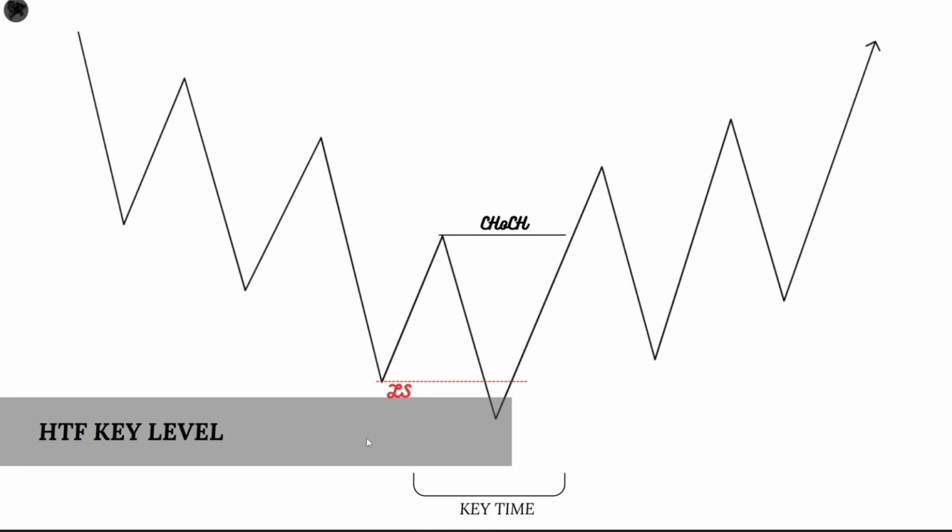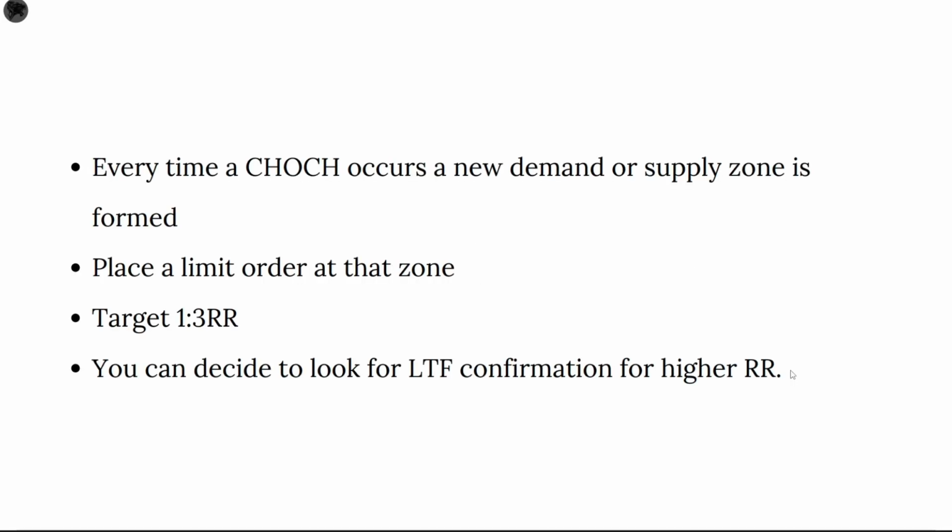Okay, so let me explain the last slide, the entry model, before I give you more examples to work with. So finally, the entry model. Now, before I talk about the entry model, there's a couple of things I want you guys to be aware of. Every time a change of character occurs, a new demand or supply zone is formed. You are to place a limit order at that zone. Target only 1 to 3 hours, right? And you can decide to look for lower time frame confirmation for higher risk reward.